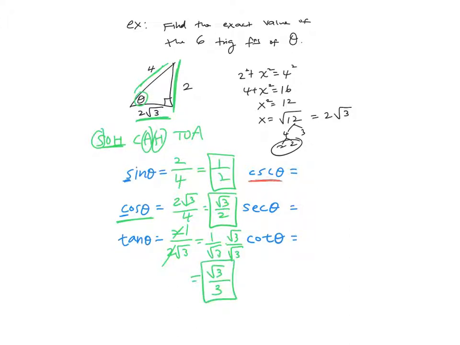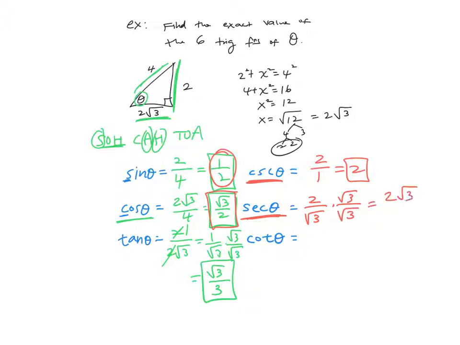Looking at cosecant theta, the easiest way would be to flip over the sine theta ratio. So 2 over 1, which is just 2, since it's the reciprocal. For secant theta, again, we can take the reciprocal of the cosine function, since they're reciprocals of each other. We can write down 2 over root 3. Again, we need to rationalize the denominator, so we get 2 root 3 over 3.